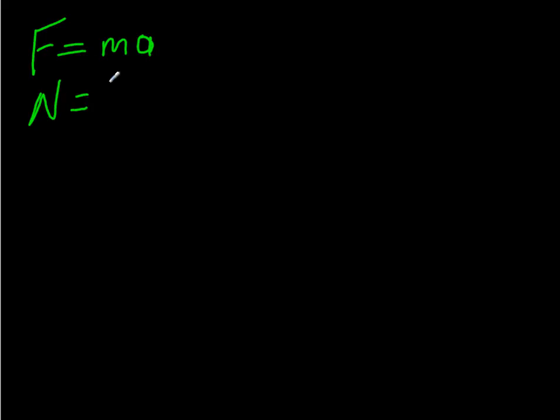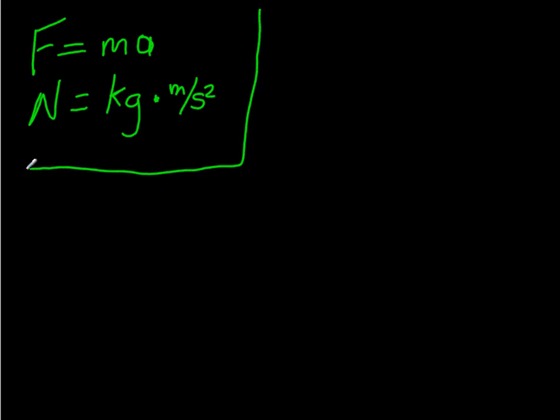Let's talk about the equation for today. Newton's second law: F, force, equals m, mass, times acceleration, a. The units of force are the newton. The units of mass must be, for our purposes, in kilograms. And the units for acceleration need to be meters per second squared.